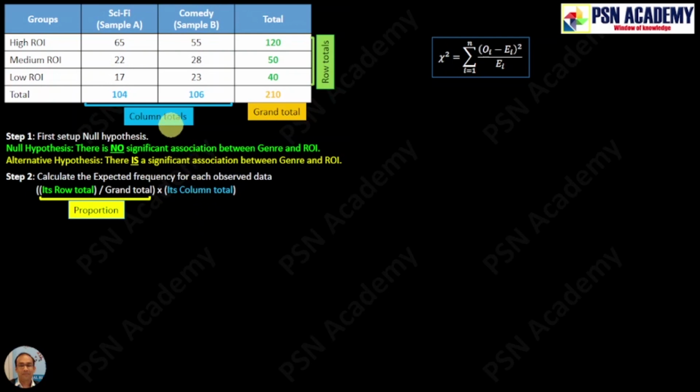So here we go with the column totals, row totals here, and this grand total. You can see that if you add this 65 with 55, then you will get 120 here. That means 120 movies are there in our sample which are showing you high ROI. In this case, medium ROI, 22 plus 28 will give you 50. That means 50 movies are there in your data set or in your sample which are medium ROI. And in case of low ROI, you have 40 movies. So if you add these three, then you will get 210 here, right?